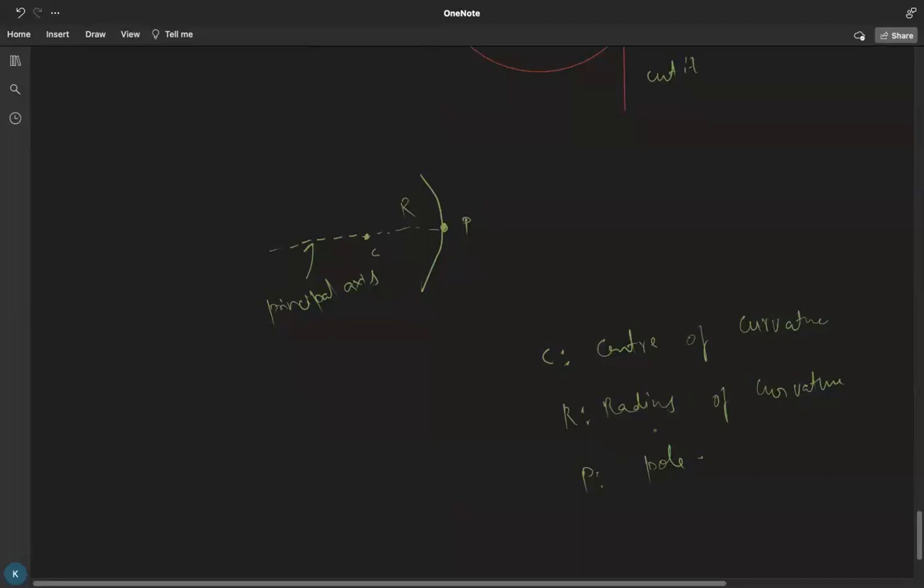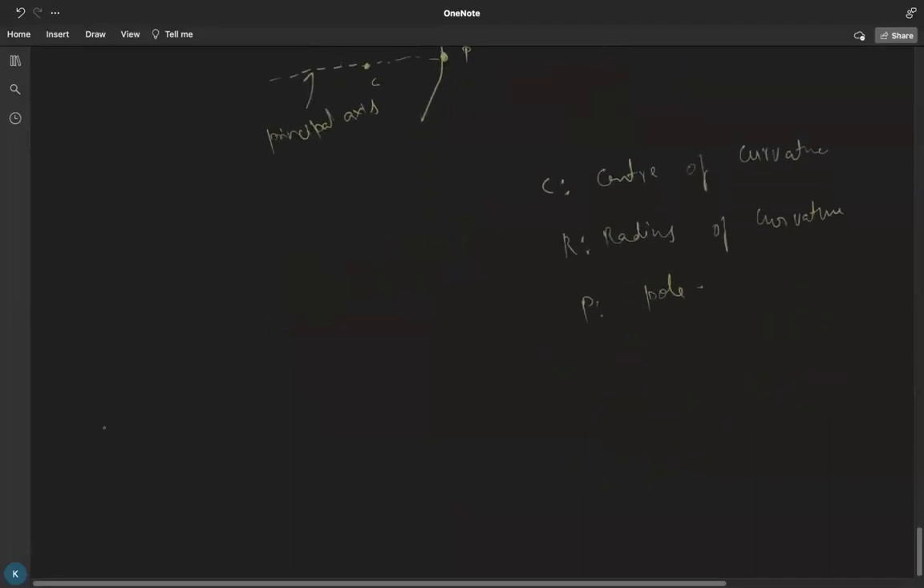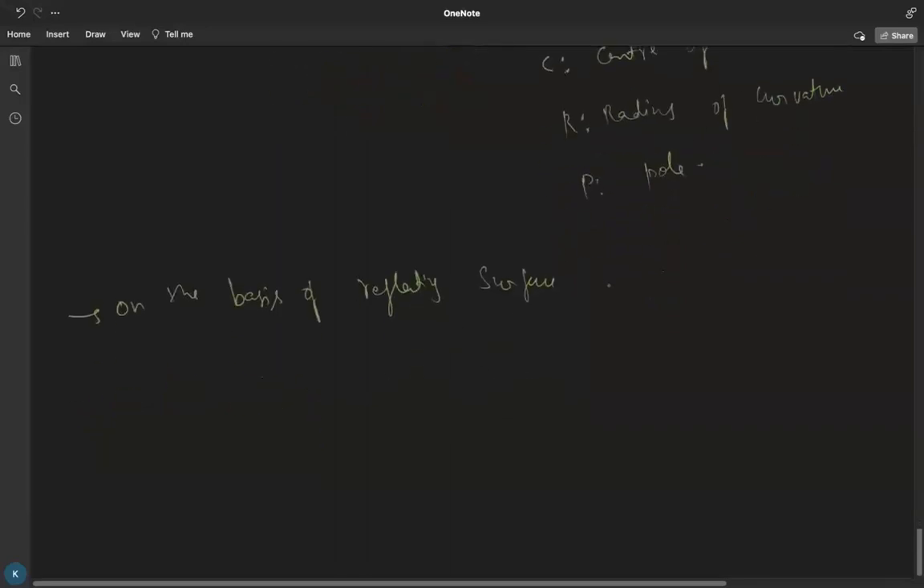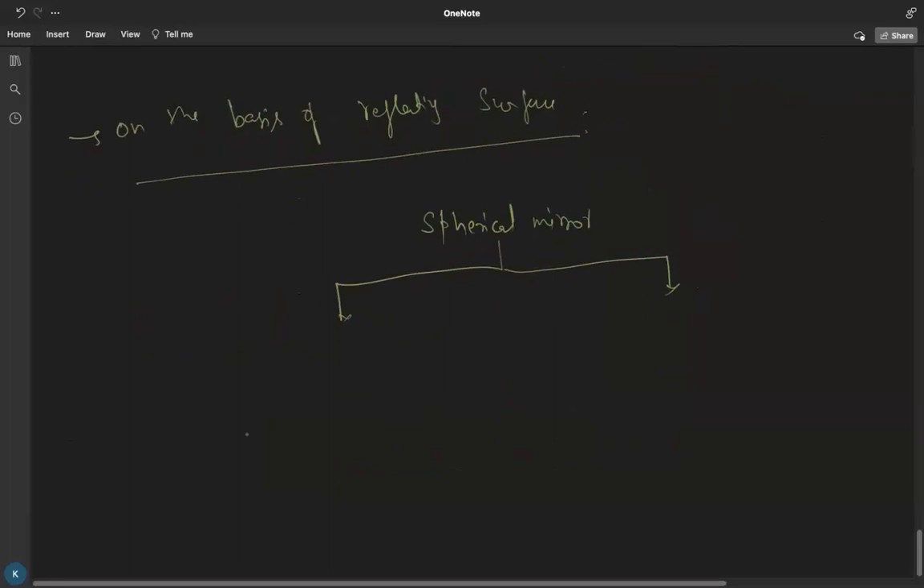Now, on the basis of the reflecting surface, we have two kinds of spherical mirror. A spherical mirror is of two types. The first one is known as the concave mirror, and the second one is known as the convex mirror.